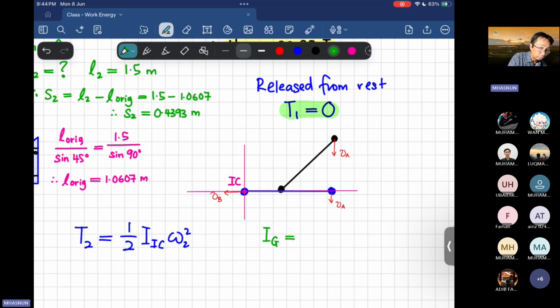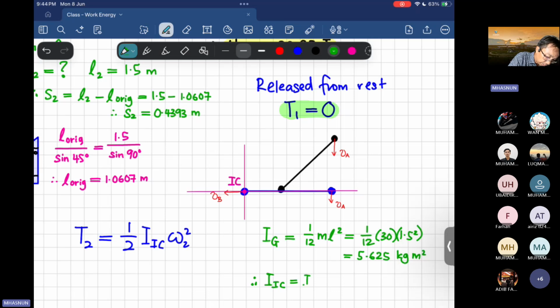I_G is basically equal to, this is also a rod, a slender rod. Jadi I_G macam biasa 1 over 12 mL square. So we have here 1 over 12, m is 30, L is 1.5 square. Okay, so we have I_G is equal to 5.625 kg meter square. Okay, and therefore I_IC is equal to I_G plus m d square.